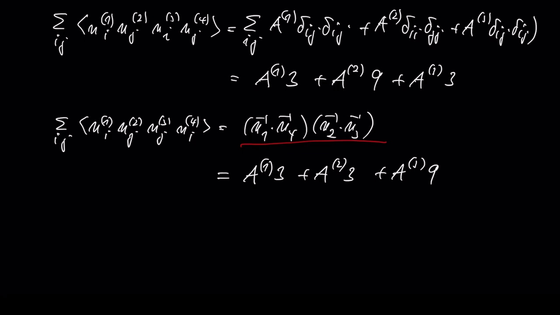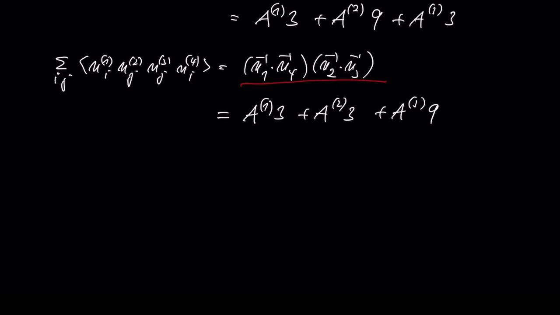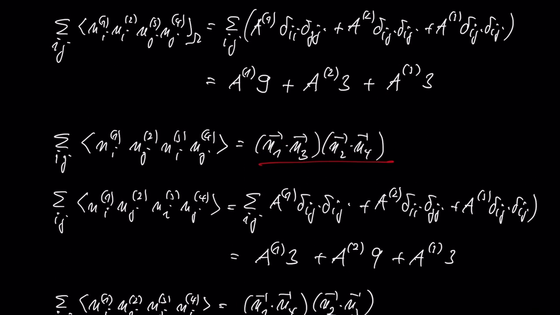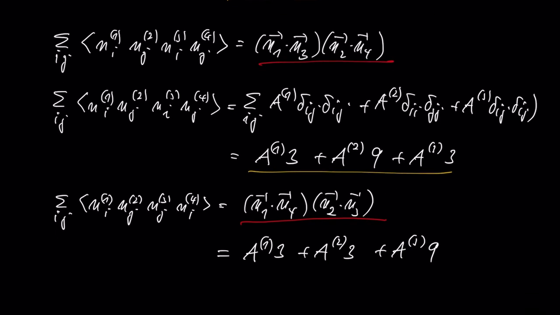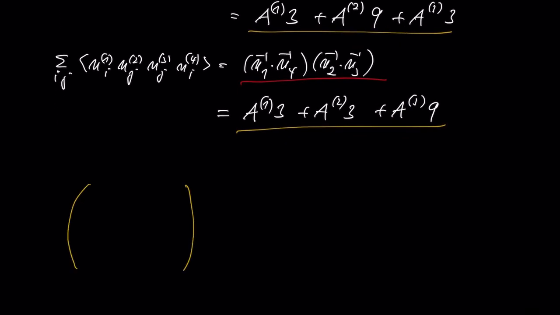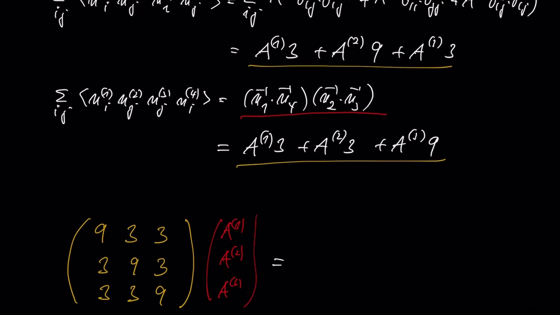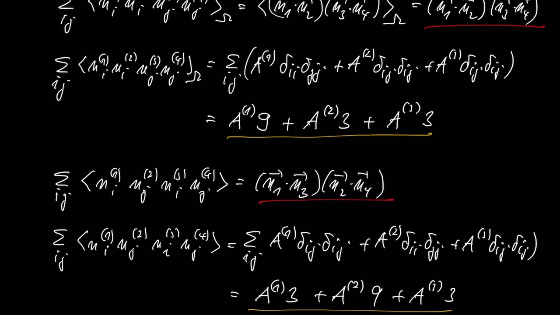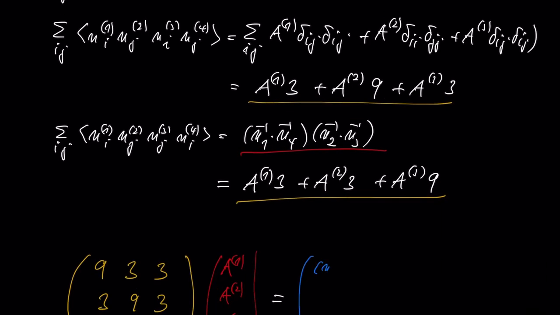Okay, all these three equations taken together can be expressed in a matrix form. You can see that these expressions look like multiplications of a matrix that has the following form: 9 3 3, 3 9 3, 3 3 9, and they are multiplied by a vector of coefficients A1, A2, A3, and this whole thing results in the vector, basically a set of results for the scalar products of N's. So the first one is N1, N2, N3, N4.